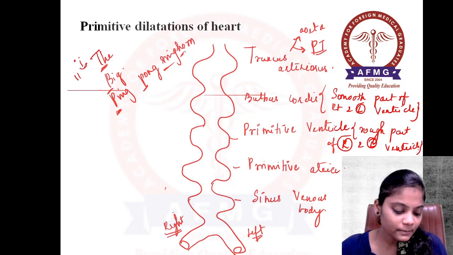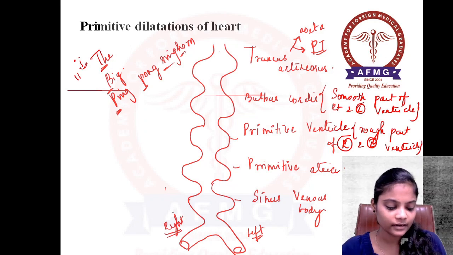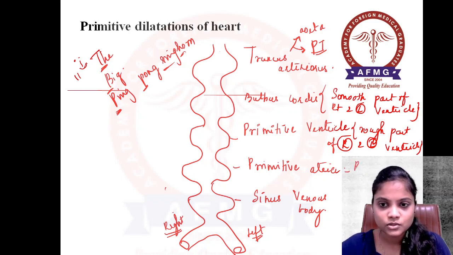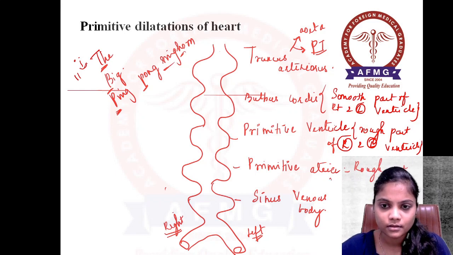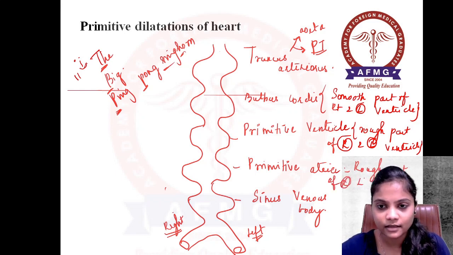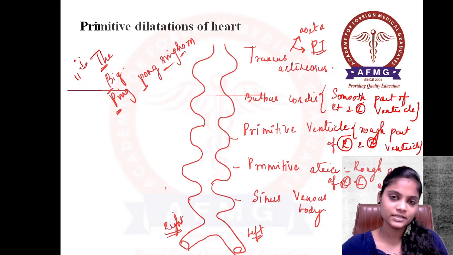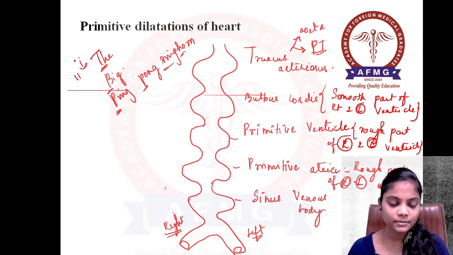What happens in your primitive atria? The primitive atria form the rough part of the right and left atria, both atria. This is what happens in your primitive ventricle and primitive atria.